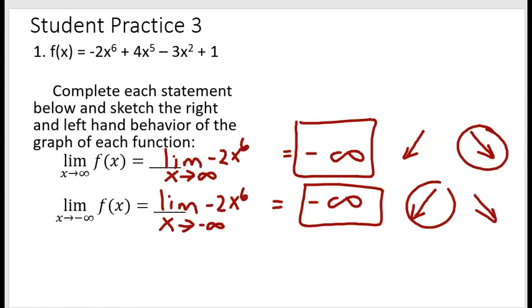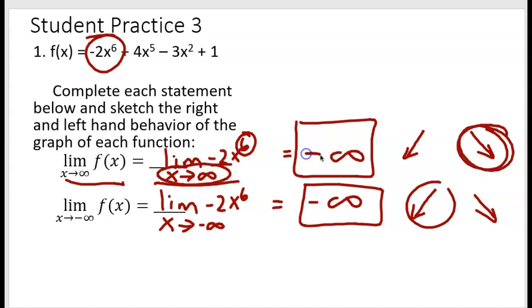Okay, so the term that we care about on this problem is, of course, the one with the biggest power, which is negative 2x to the 6th. So the limit of the function at infinity is the same thing as the limit of negative 2x to the 6th at infinity. When you have an even power and a negative coefficient, this is what your graphs look like, going down on the left and on the right. Since we are approaching positive infinity, we care about the right, and that's going in a downward direction. So the answer to the first one is negative infinity.